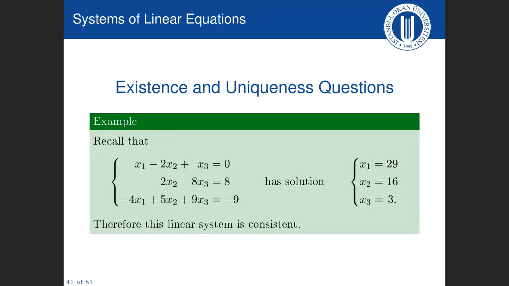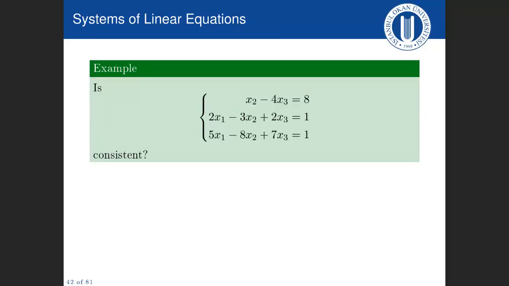Let me just remind you, consistent means that a linear system has either one solution or infinitely many solutions. This example we just did has one solution, so this linear system is consistent. But what about this one? Is this linear system consistent?